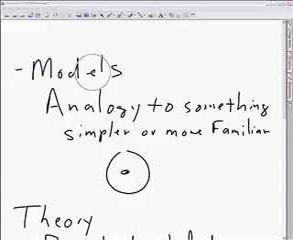Now, a model is an analogy to something simpler or more familiar. One of the classic models is the atomic model of the atom, which you've probably heard or seen before, where you have a pretty solid nucleus in the center, and we have electrons orbiting the middle of it. That is a simple model.